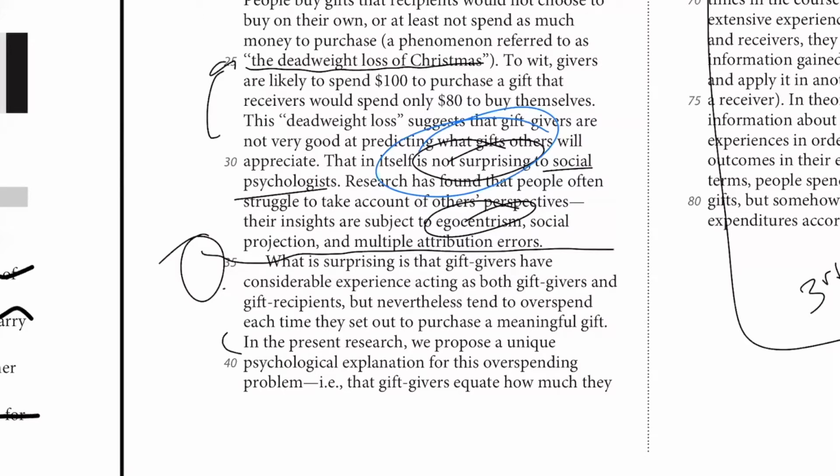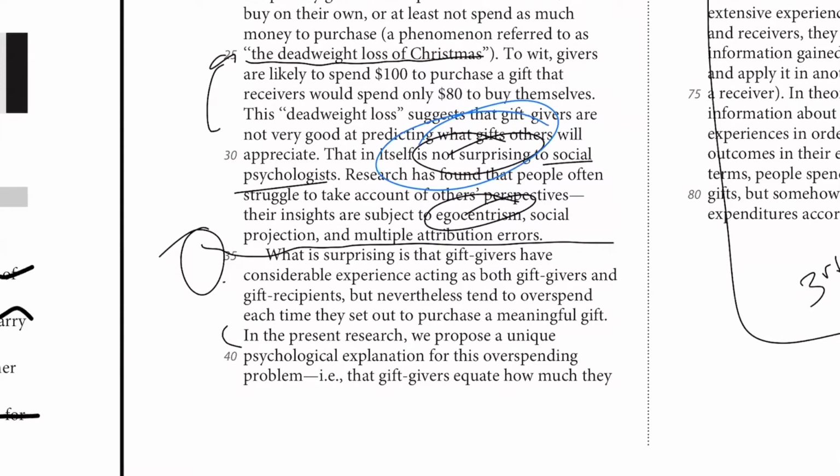So although these gift givers have a lot of experience being both the gift giver and the gift recipient, they still don't learn from their mistake about spending too much money. They still have not associated that more money does not equate to more love towards a gift. That's what the author is trying to say here, is that gift givers still do not know that the more they spend does not correlate to the more a person will like the gift. That's what they fail to do.